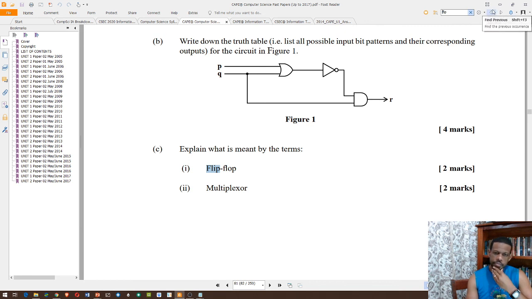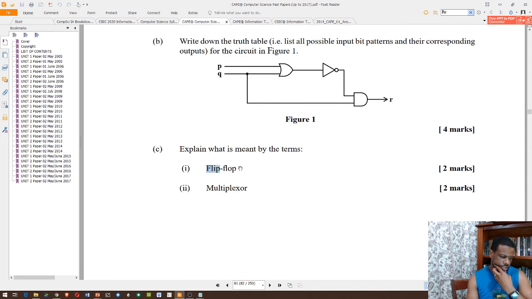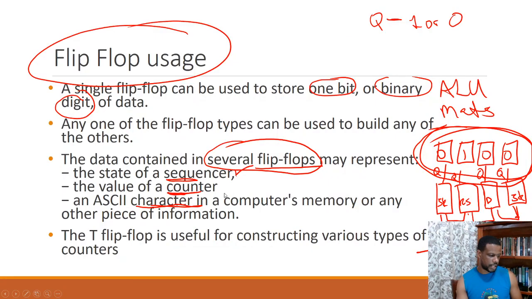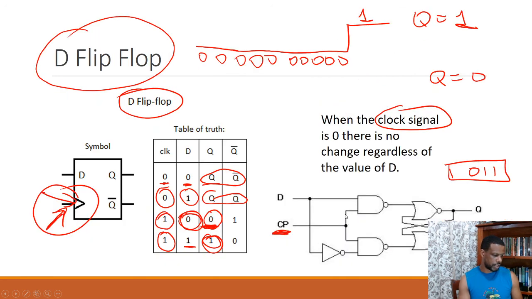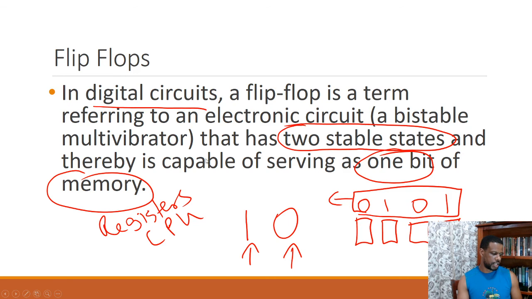No questions? Alright, so look at this question here from 2011. What is meant by the term flip-flop? Yeah, you don't even have to know any diagrams or anything like that. A flip-flop is a digital circuit that has two stable states. Answer.